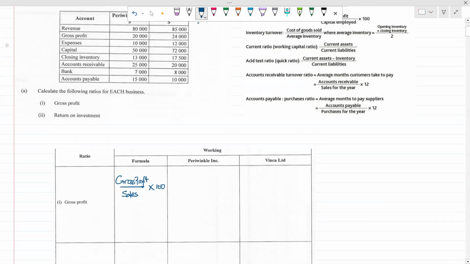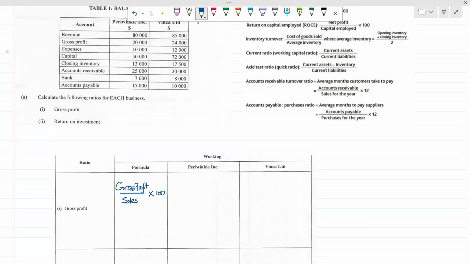Right? So Periwinkle's gross profit was right here, 20,000, and the Veneer's was 24,000. So we're doing 20,000 over sales, which is the same as revenue, 80,000 for Periwinkle. So you could go ahead and calculate this as I write them up here, and you can tell me what to get. On this side, we have 24,000 over 85,000 multiplied by 100.